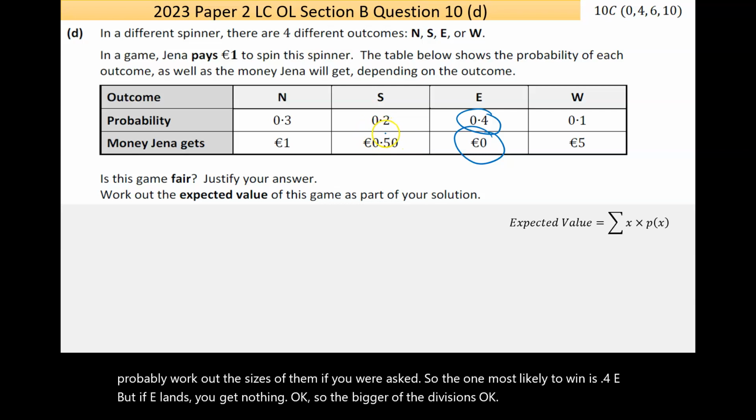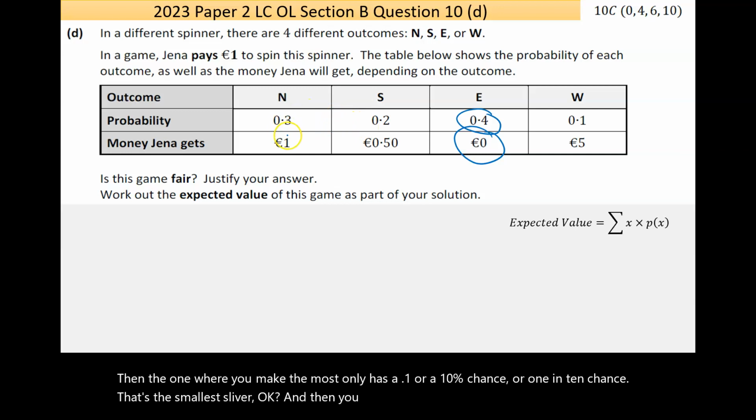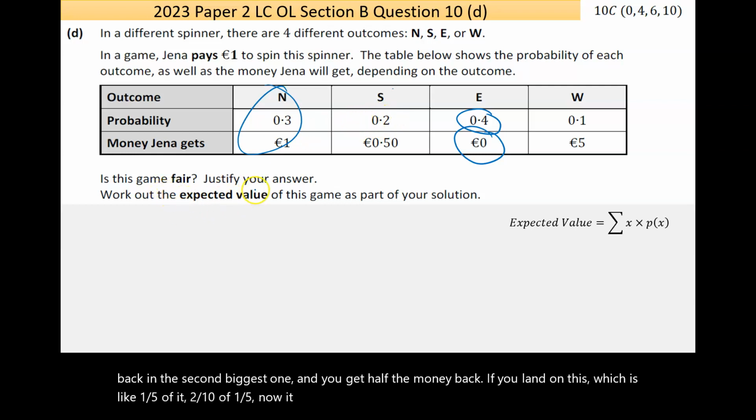Then the one where you make the most only has like 0.1 or a 10% chance or 1 in 10 chance. So that's the smallest sliver. Okay, and then you have two intermediates. You get your money back in this second biggest one, and you get half the money back if you land on this estimate, which is like 1/5 of it, 2/10 of it, 1/5. Now it says, is this game fair? Justify your answer.